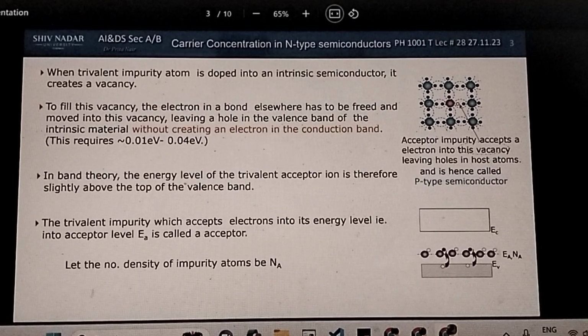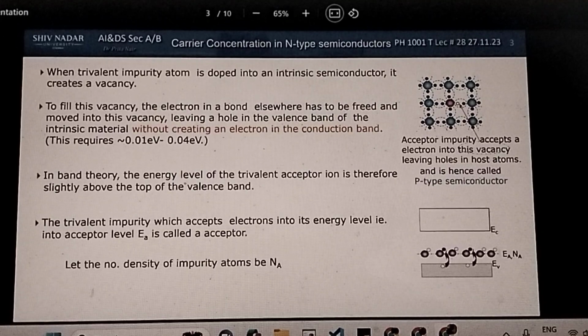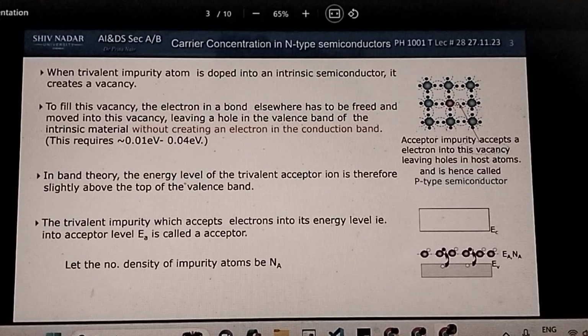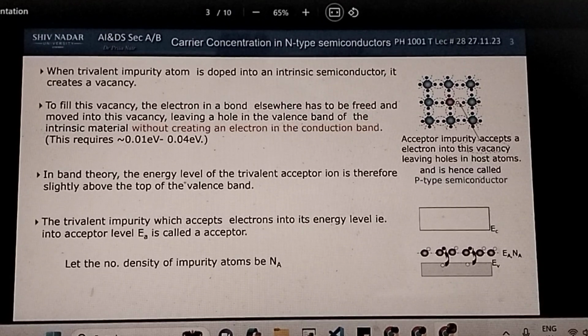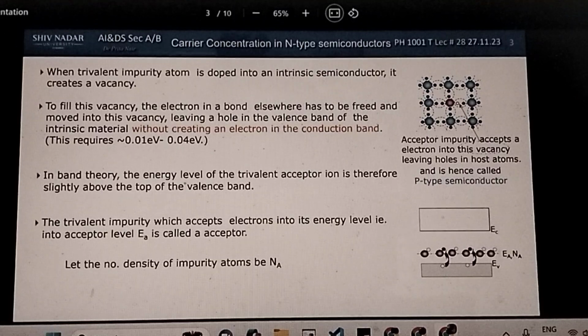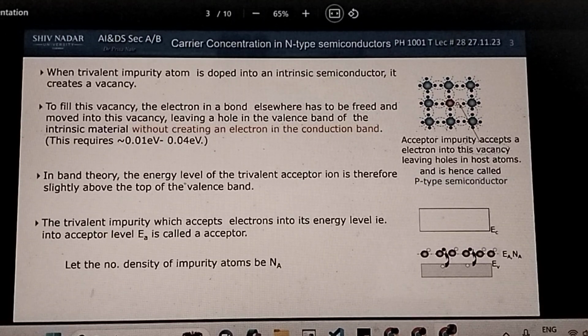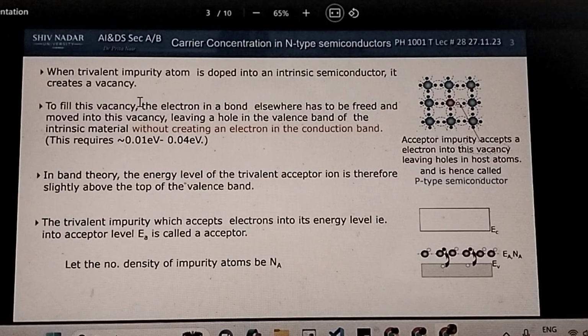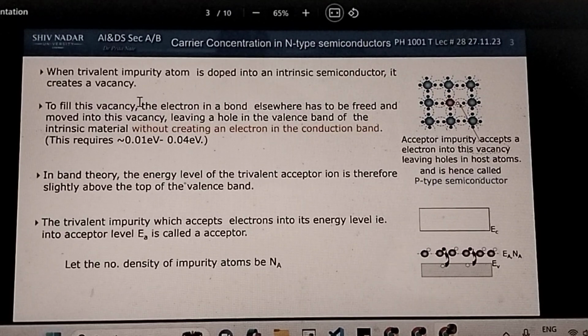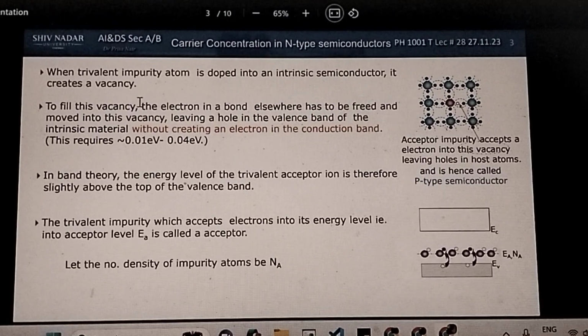So yesterday we looked at one subcategory of extrinsic semiconductors, which was n-type. Extrinsic semiconductors are semiconductors where you introduce some sort of impurity or doping. Yesterday we looked at n-type, where you introduce a pentavalent impurity, so the impurity atom has 5 electrons in its outermost orbit. Today we are going to look at p-type. In p-type, you introduce a trivalent impurity, so an element which has 3 electrons in its outermost orbit.